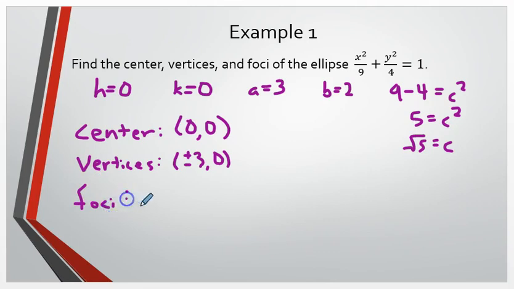And I told you earlier that a and c always go in the same direction. So I know that since my a value is being added and subtracted from the x-coordinate, then I need to do the same thing for c. I need to add and subtract it from the x-coordinate. It's just that I have a different number for c.